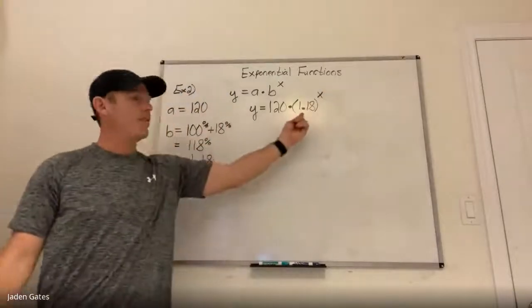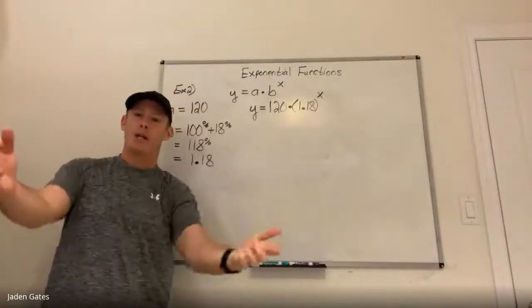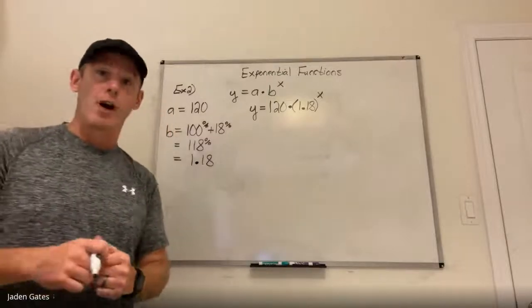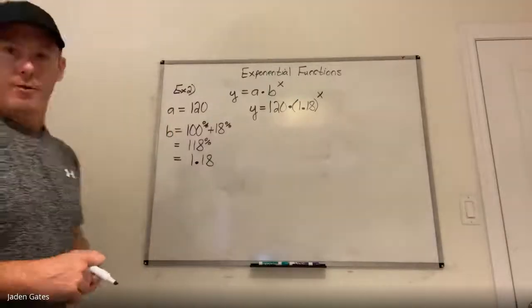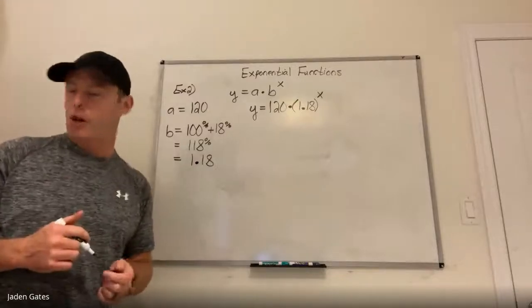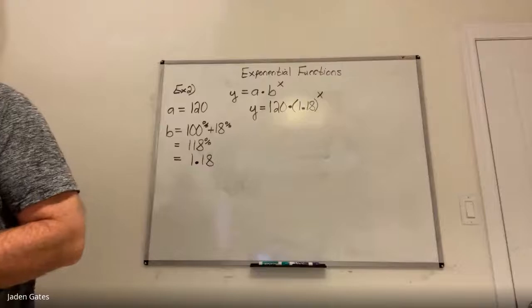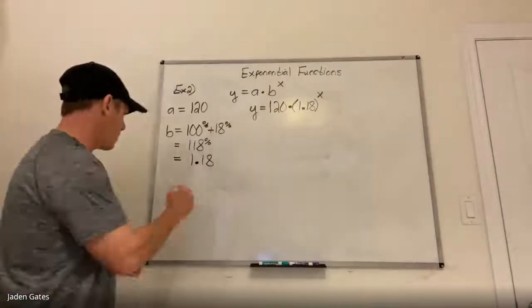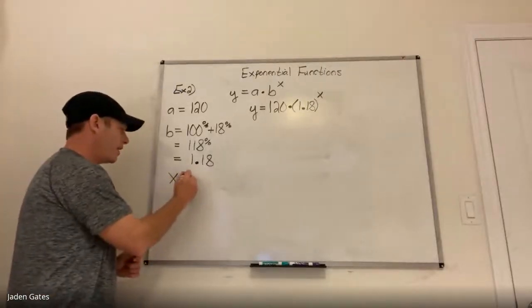And again, see how my b value is above 1? It's an exponential growth function. All right, now we've developed the exponential equation. The next step is to solve the question here, where it says how many ants will there be in 1 year.